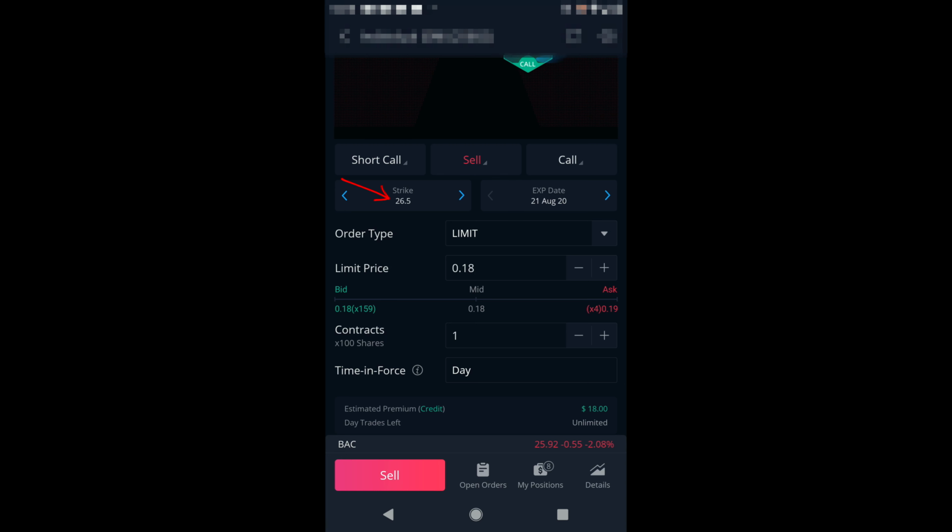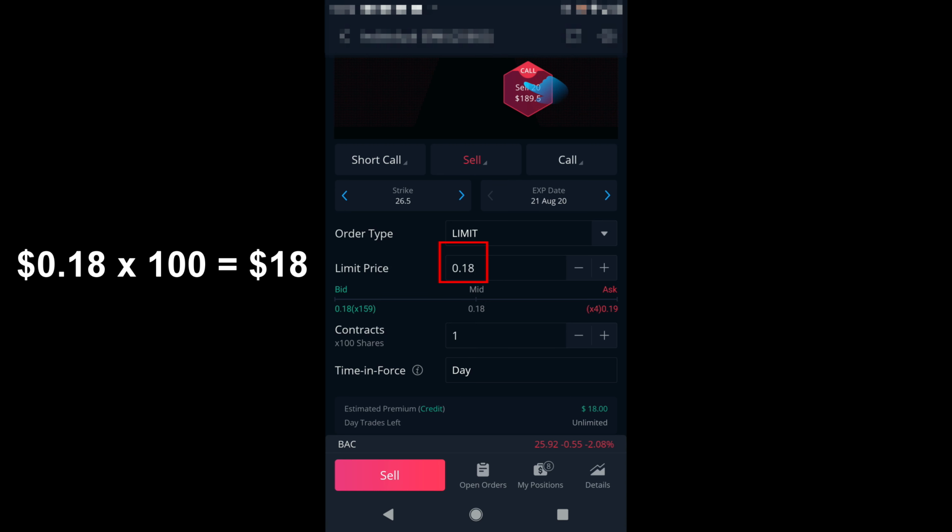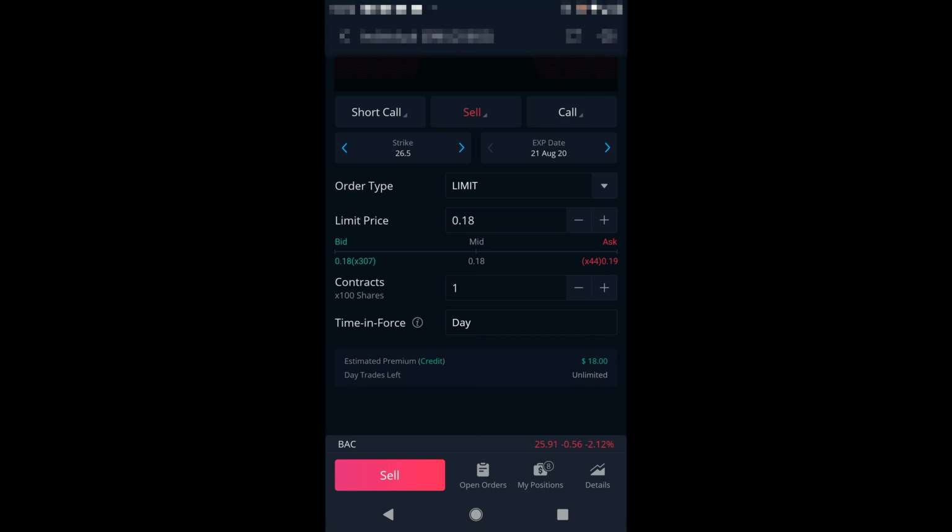Our strike price is $26.50. Expiration date is August 21st. What we'll be getting is about 18 cents per share, so that's $18 because it's 18 cents times 100. You can kind of play around with it. If we do 18 cents, then there's a chance that we'll get filled quickly. If we try to do 19, then there's a chance that we'll have to wait it out, and there's a chance that we won't sell the option.